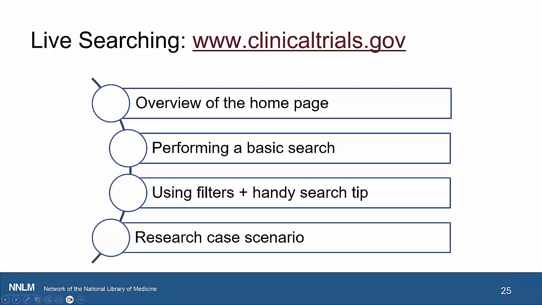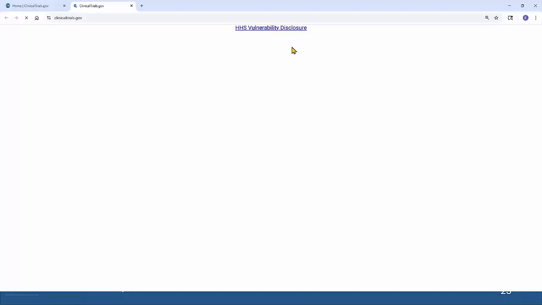All right, so here's a roadmap for our demo. We are going to begin with an overview of the homepage just to get familiar with the main features of the website. Then we'll perform a basic search, learn how to use filters, and I'll share a handy search tip involving PubMed. Then we'll do a class exercise together using a research case scenario, and we'll wrap things up by answering any remaining questions. Okay, I'm going to stop sharing my slides now, and we will open up the ClinicalTrials.gov website.